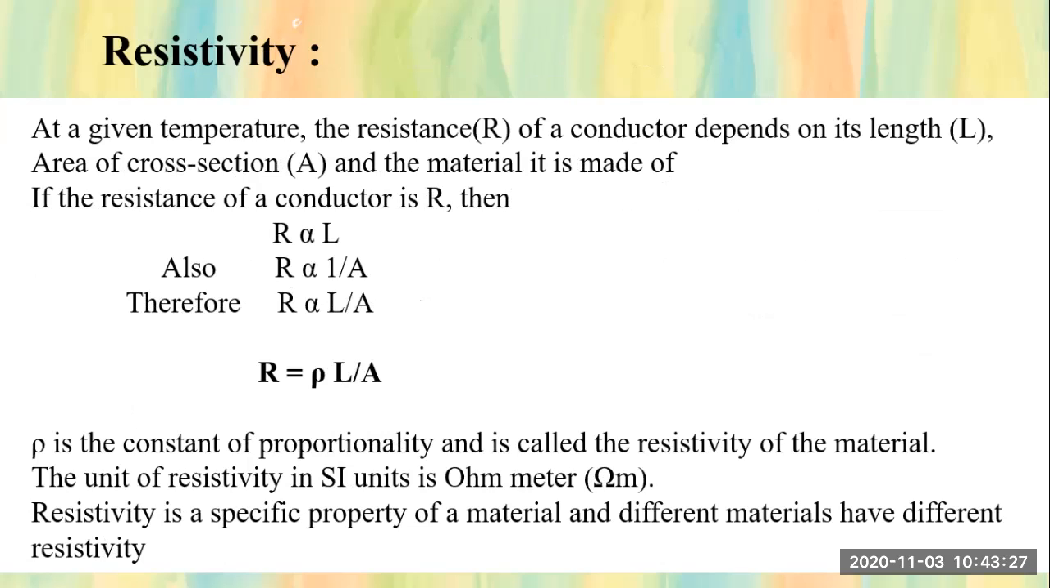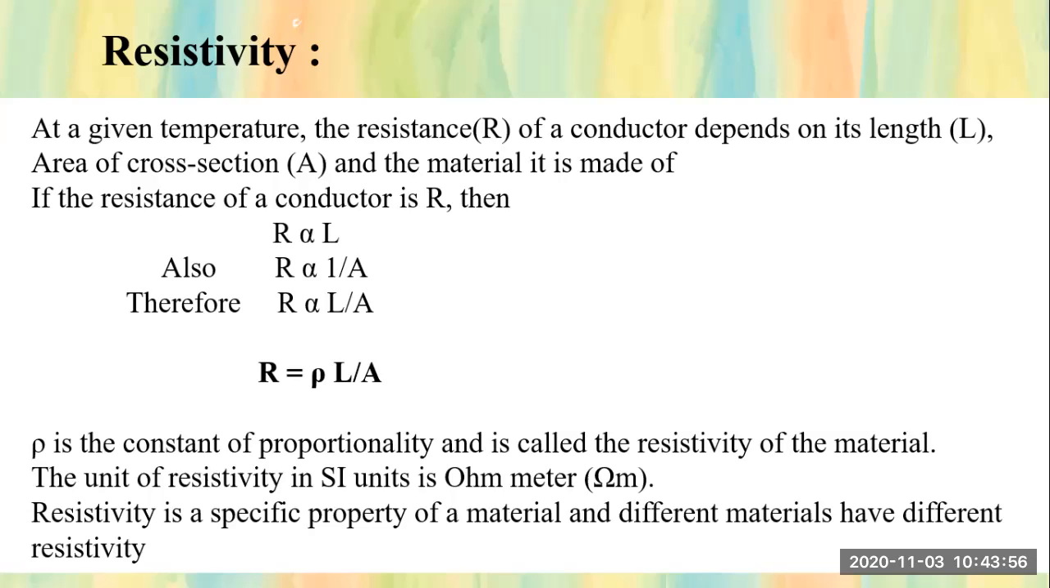R is directly proportional to the length of the conductor. Then R is inversely proportional to the area of cross section. Therefore, R is directly proportional to L upon A. Means if length will increase, resistance will increase. And if area of cross section will increase, resistance will decrease. When I remove this proportionality sign, what do I get? R equals rho L upon A.